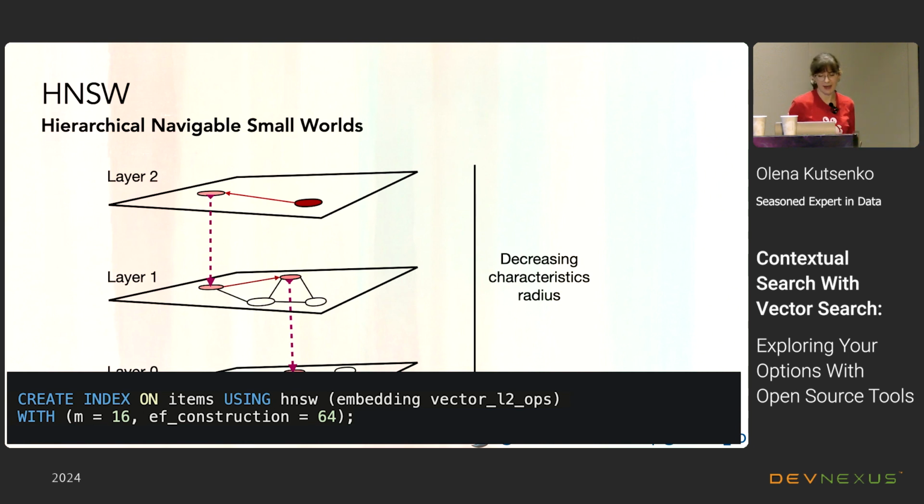Those properties are M, the maximum number of connections per layer, and EF construction, which is a kind of buffer size during the creation of the index, how much data it will keep there. You can increase those, and this will increase the quality of the recall, but it will increase the time of creation of the index and the size of the index. This is the disadvantage of HNSW: it will take more resources.